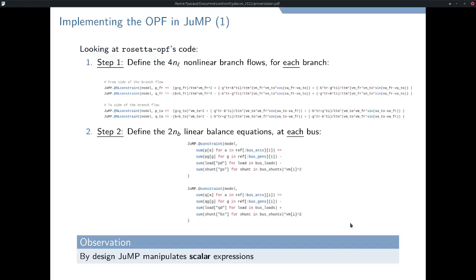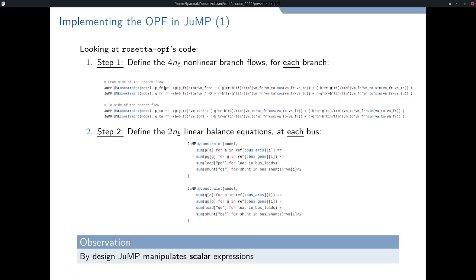What happens if we try to implement the OPF in JuMP using the currently existing backend? If we look at the Rosetta OPF code, we get the following transcription. We get 4 times NL nonlinear branch flows, with NL the total number of edges in the graph. So these are the p and q flows we defined before. And these 4 constraints are defined using this NL constraints macro, and will build a nonlinear model under the hood, to define the nonlinear branch flow on each edge.